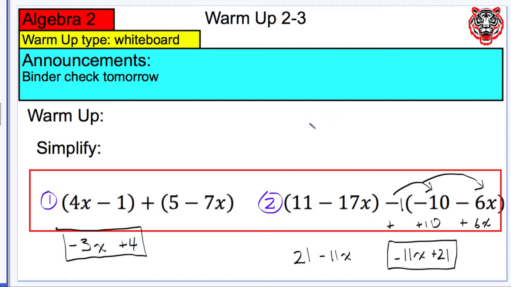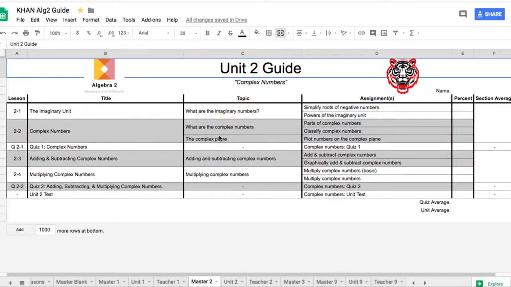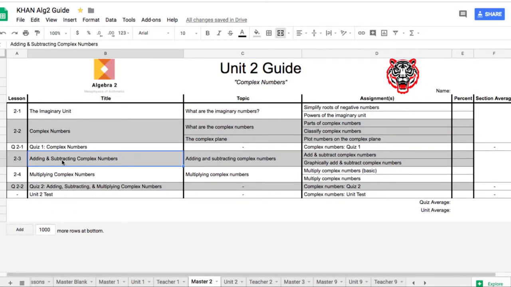You can put away whiteboards unless you want to hold on to them for the work that you're going to be doing on Khan Academy, because we're going to have 2 assignments. Just letting you know where we're at. So today I'm talking about lesson 2-3, adding and subtracting complex numbers. So we have these 2 homework assignments.